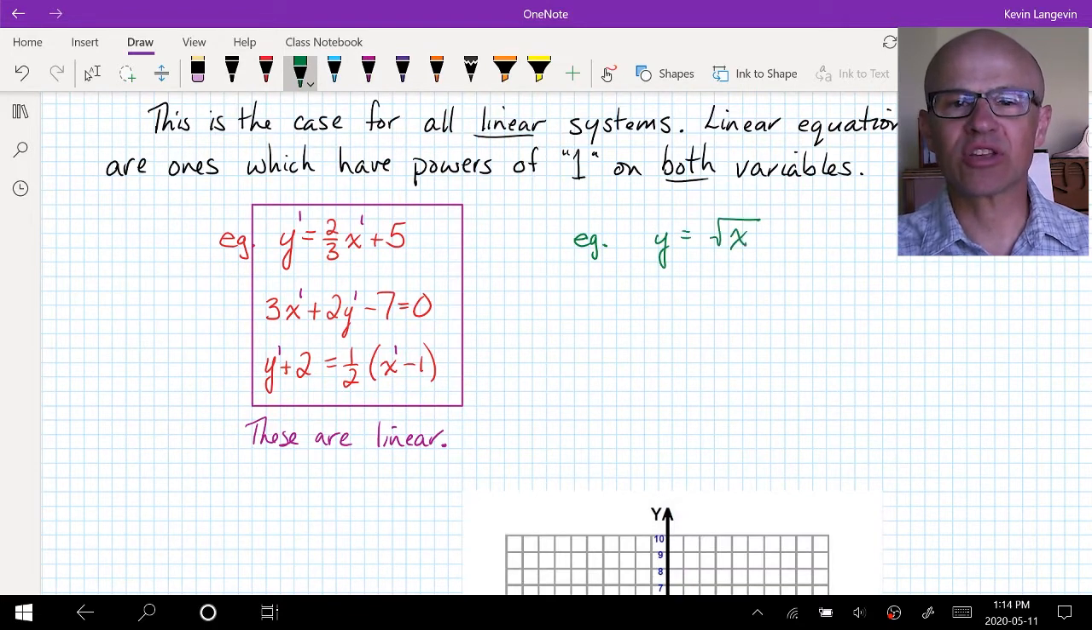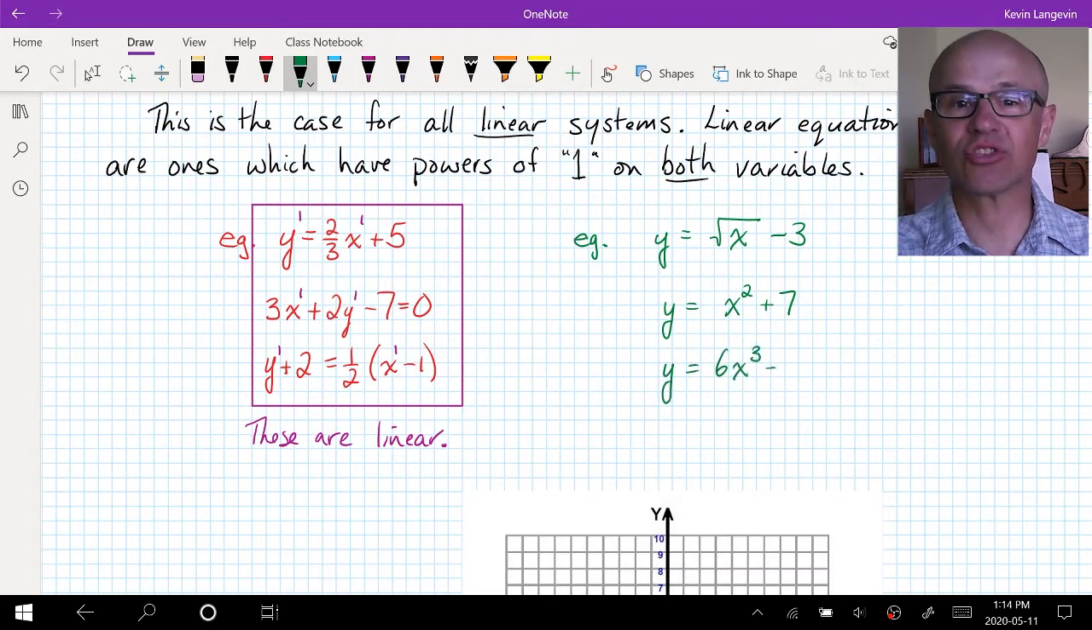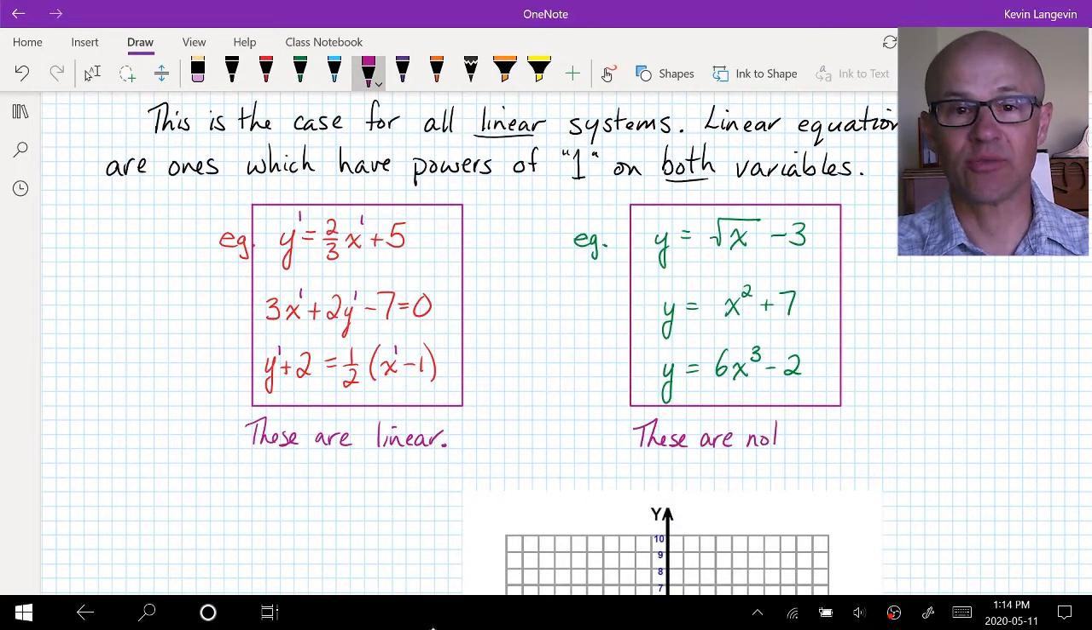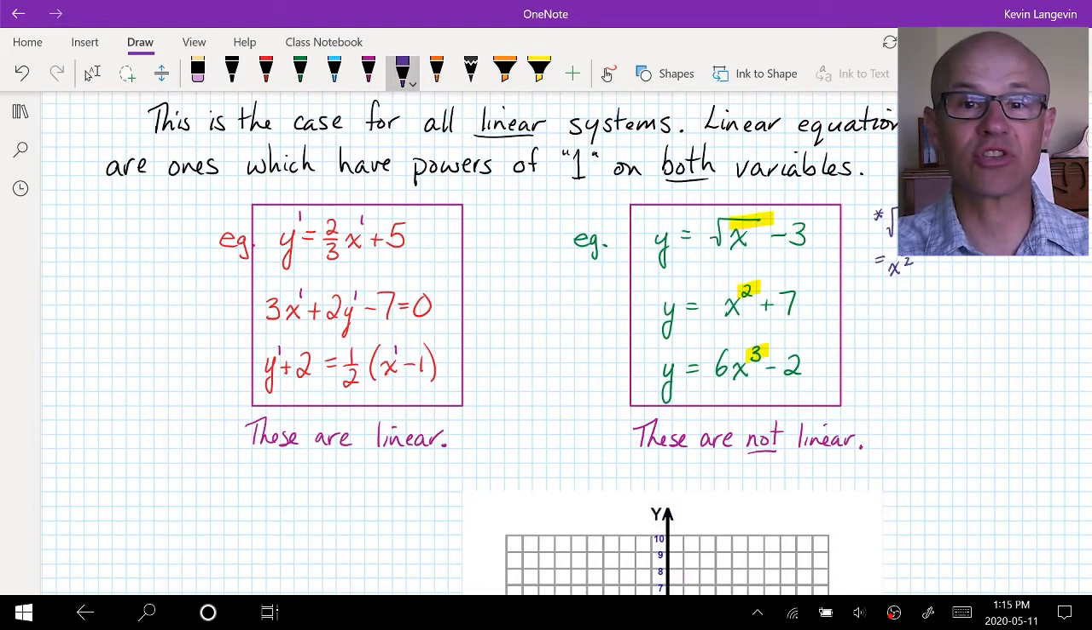But if the exponent is anything else, or I see any other type of symbol, such as a square root or a square or a cube, these are not linear equations. In fact, for these ones, the first is a square root curve, the second is a parabolic curve, and the third is a cubic curve.